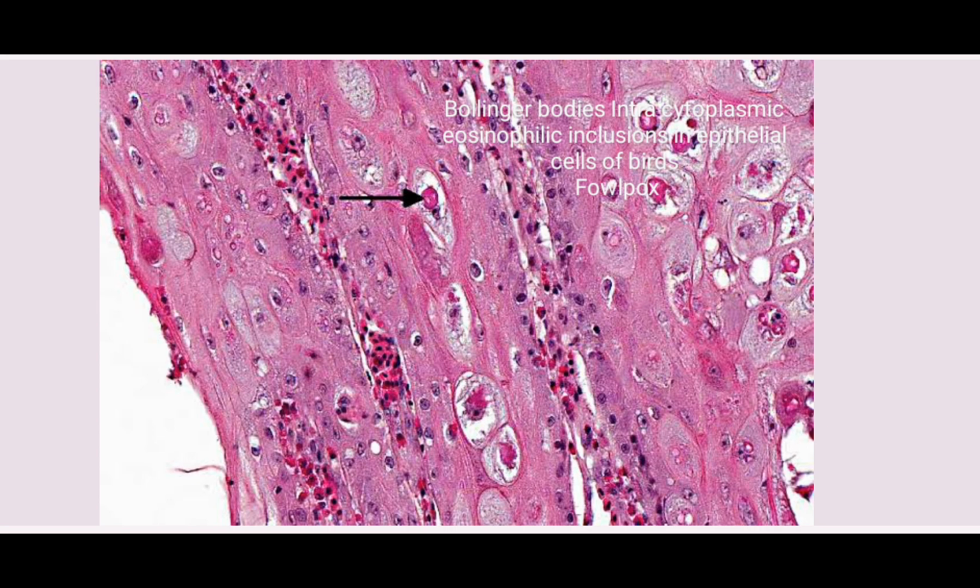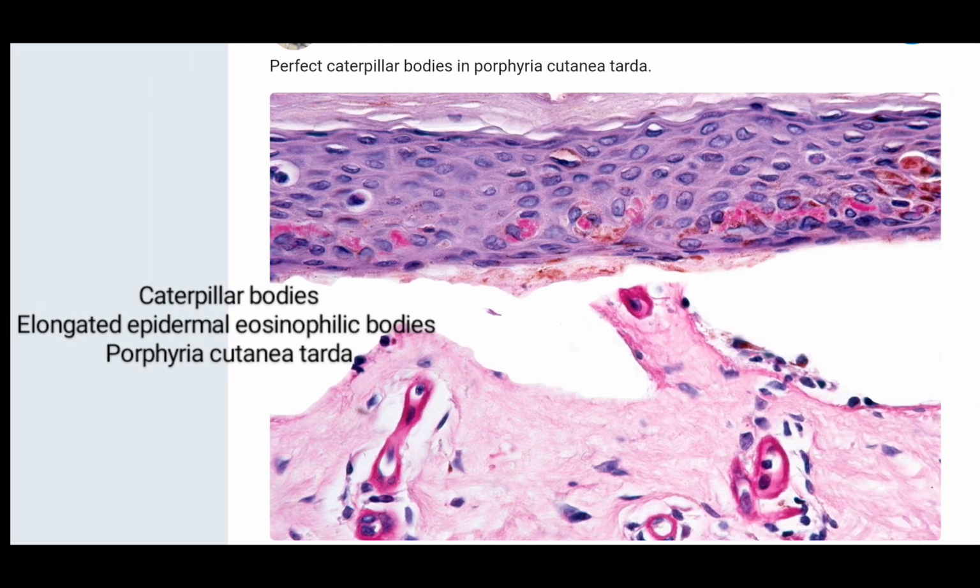Then we have the Bollinger bodies. Bollinger bodies are intracytoplasmic eosinophilic inclusions in the epithelial cells of birds. Bollinger bodies are basically found in fowl pox. In the epithelial cells, we will have eosinophilic material.